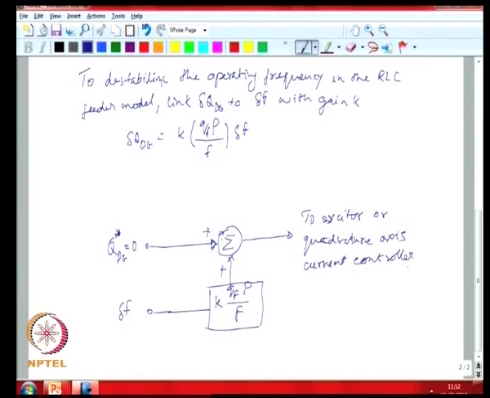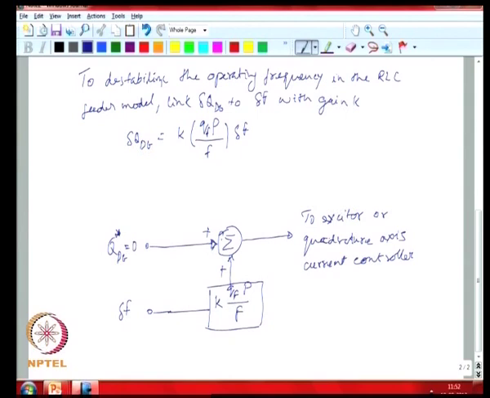In a synchronous machine you can control your output VAR by adjusting the excitation level. In a power converter you can control the amount of reactive power output by controlling your quadrature axis current, where your in-phase current would correspond to real power and your quadrature axis current would correspond to the reactive power. By linking in this particular manner, you could think of shifting the operating frequency.